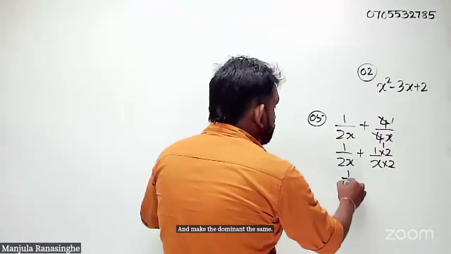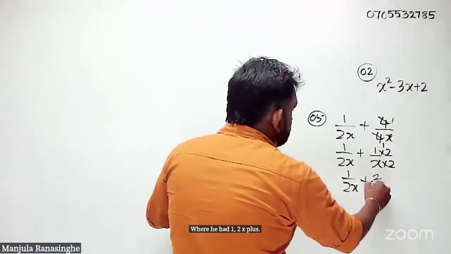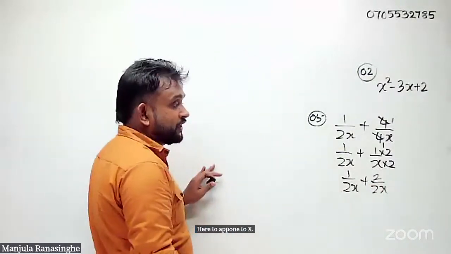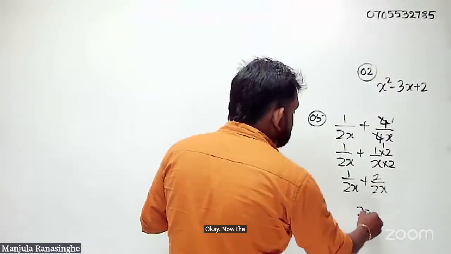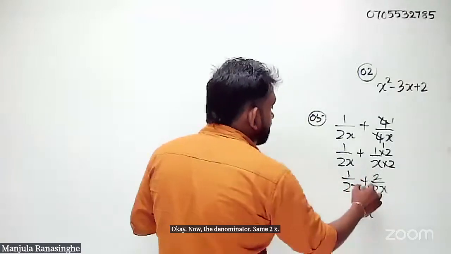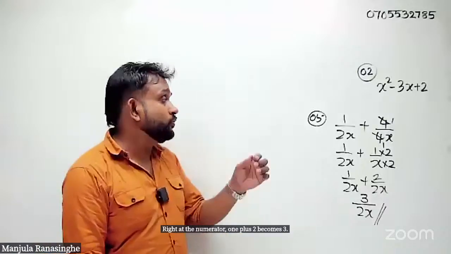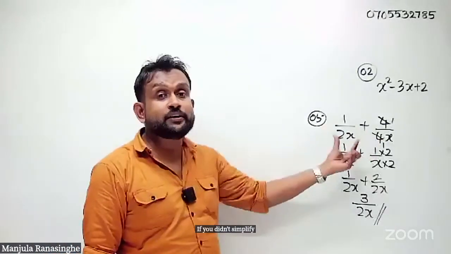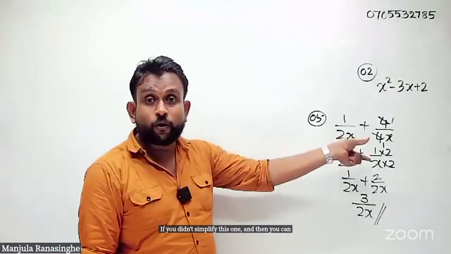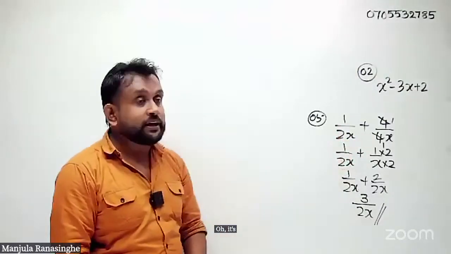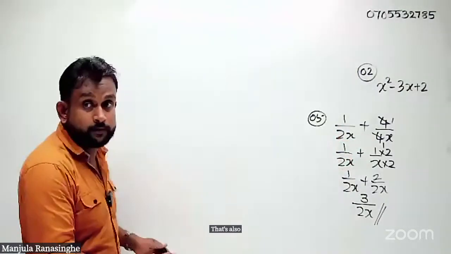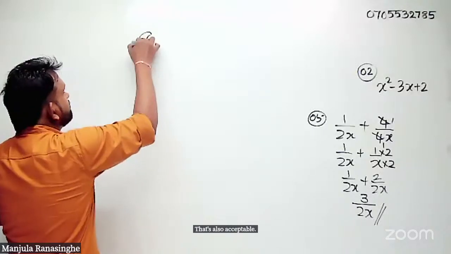So here 2x, you multiply by 2 and make the denominator the same. So 1 upon 2x plus 2 upon 2x. Now the denominator is the same, 2x. Add the numerators, 1 plus 2 becomes 3. If you didn't simplify this one, you can make 2x into 4x by multiplying by 2, that's also acceptable. Question number 6 now we are dealing with.